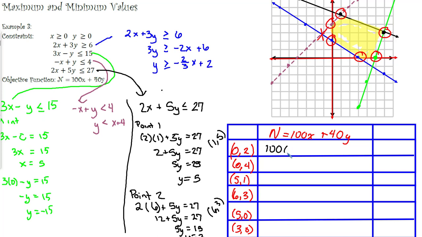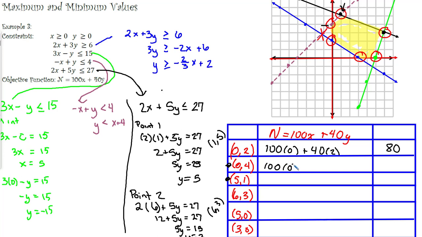So 100 times 0 plus 40 times 2 gives us 80. And the ones that we have that are dashed are the second and third ones. So these are the two that are dashed. That means we'll be close to, but not exact.